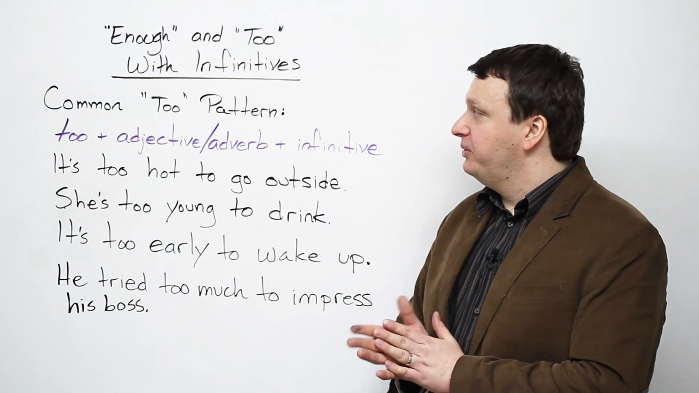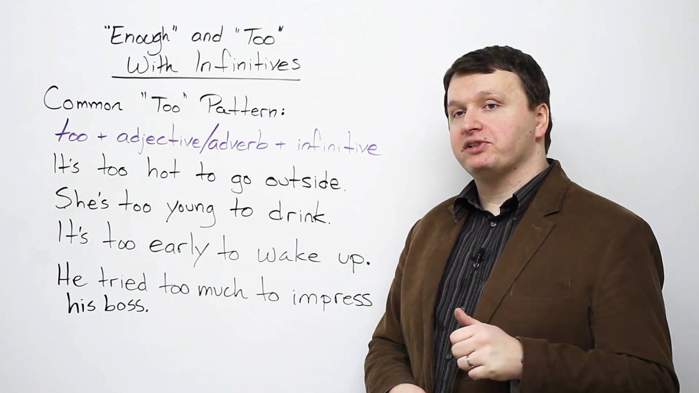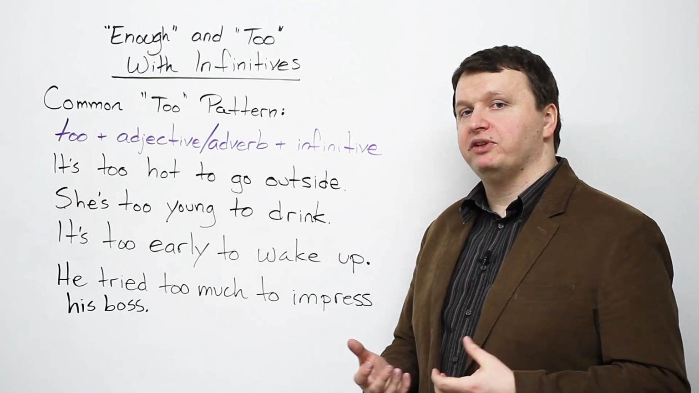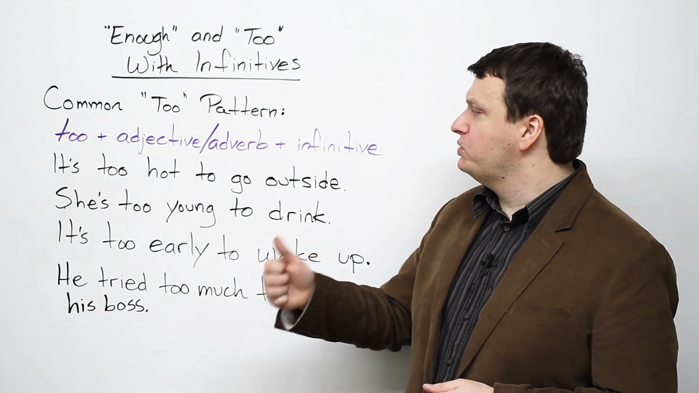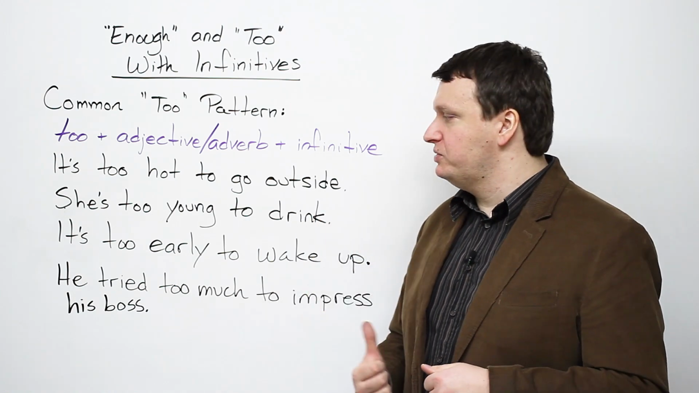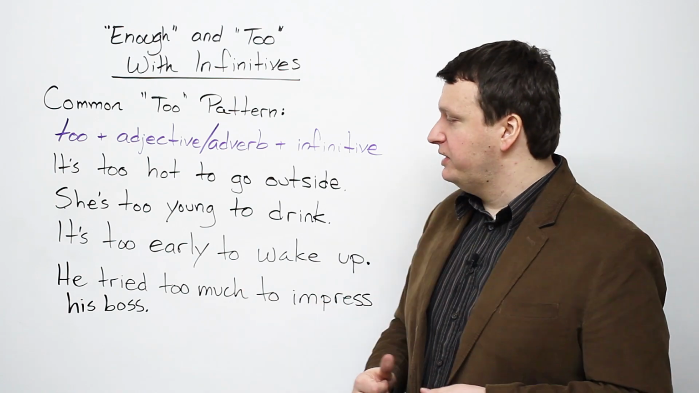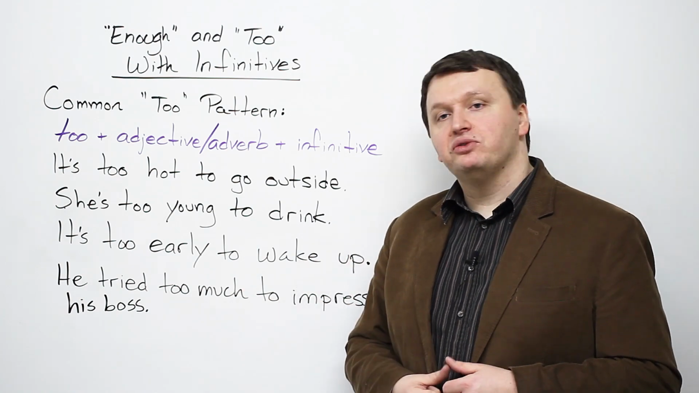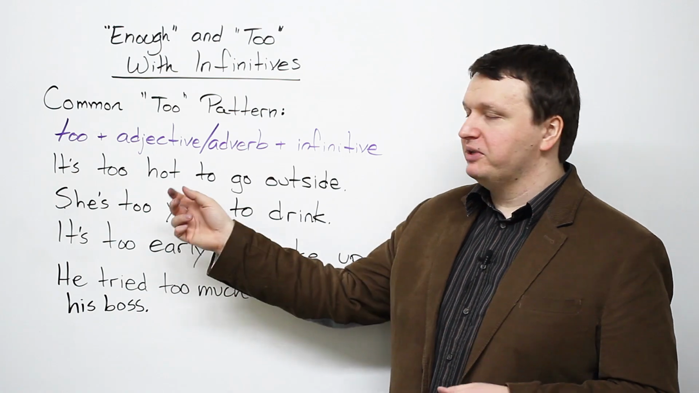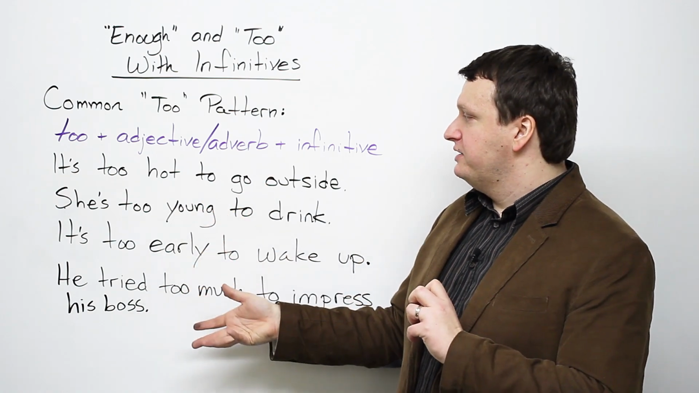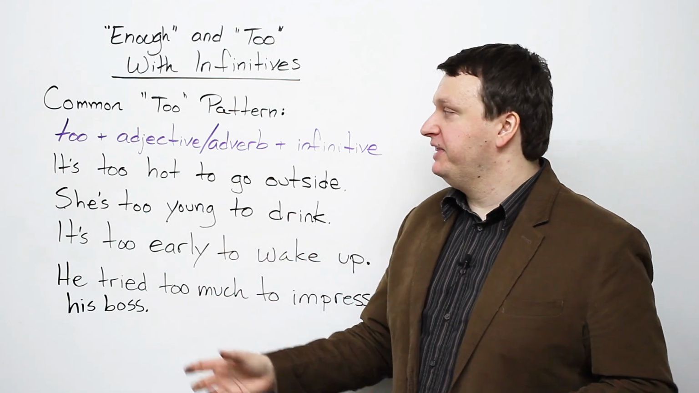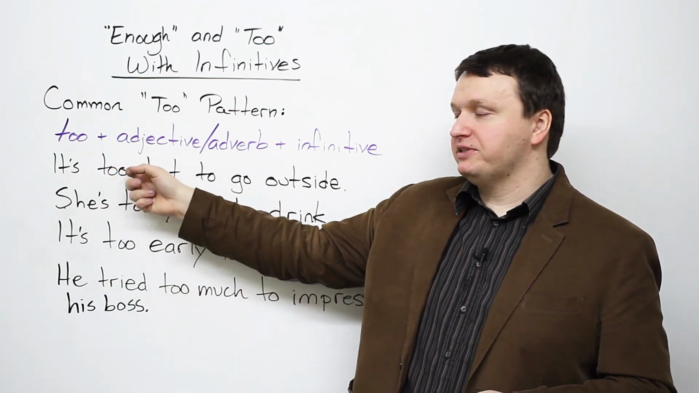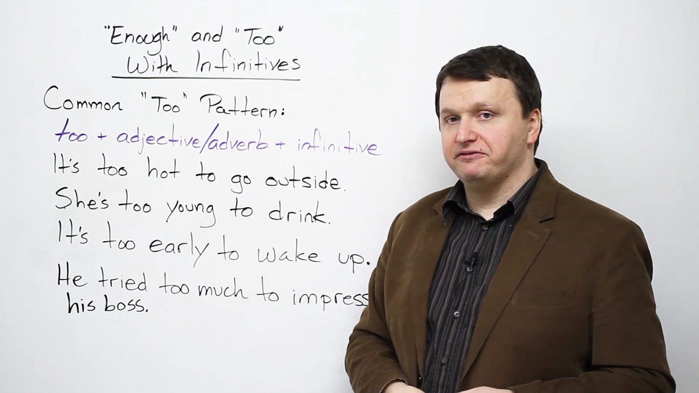Okay? All right, guys. So again, this is the most common pattern with too when you want to talk about an extreme and you want to use infinitives. So again, it's too hot to go outside. She's too young to drink. It's too early to wake up. He tried too much to impress his boss. So again, we don't say it's to go too hot outside. You know, we don't mix it up like that. The pattern is too plus the adjective or adverb plus the infinitive.